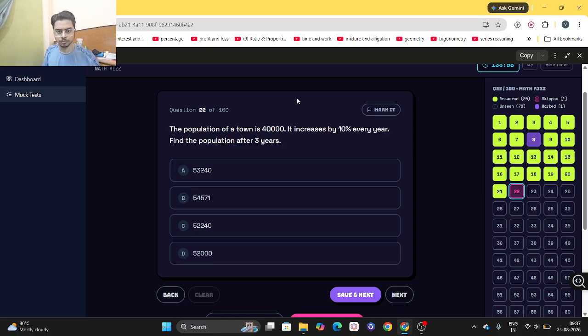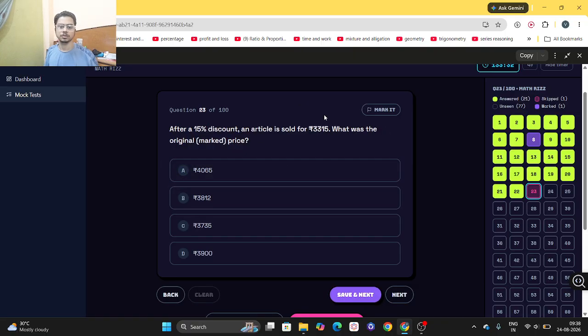Population of a town is 40,000. It increases by 10% every year. 40,000 increases by 10% every year, so 11 by 10 into 11 by 10 into 11 by 10. The result is 53,240.